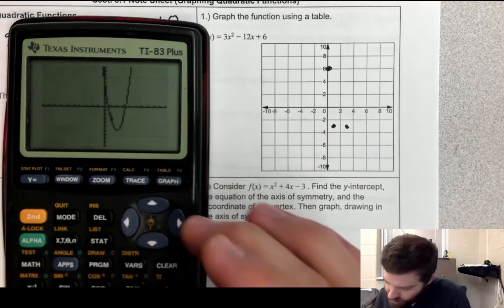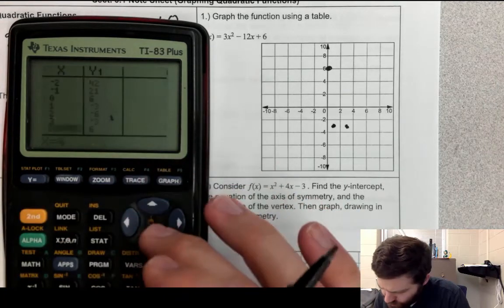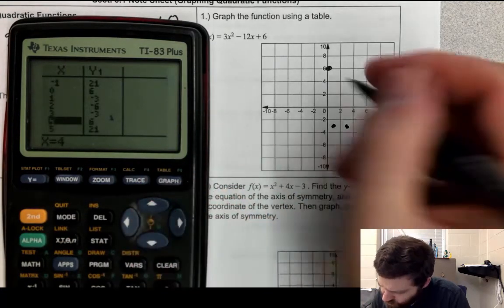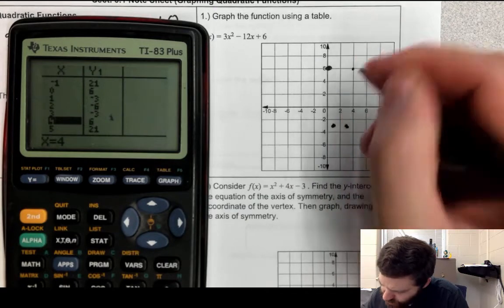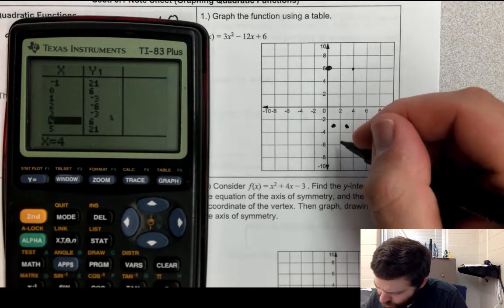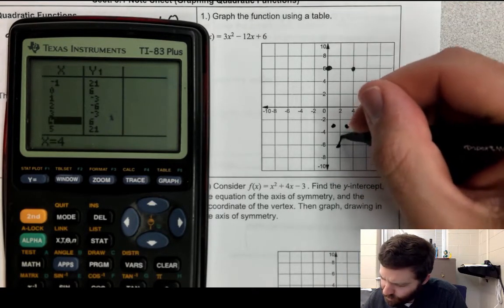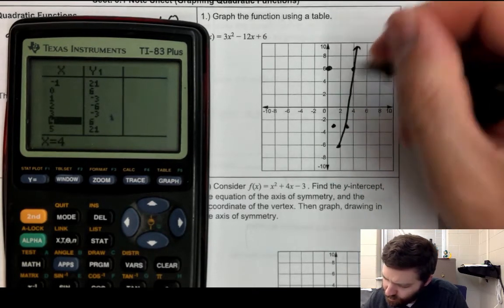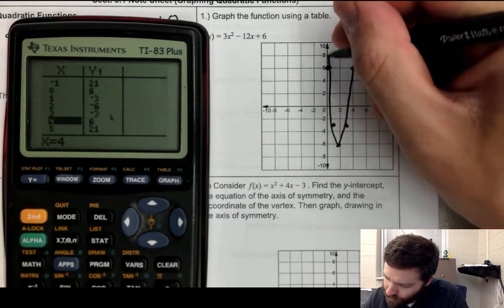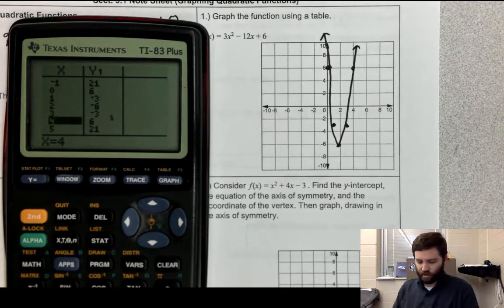And then, what else have we got here? One more: 4, 6. So over 4, up 6. And you can see that the minimum is going to be at 2, -6. I skipped over that point for some reason. So we have a minimum right there, and the graph goes something like this. It should be more of a parabola than what it looks like there.